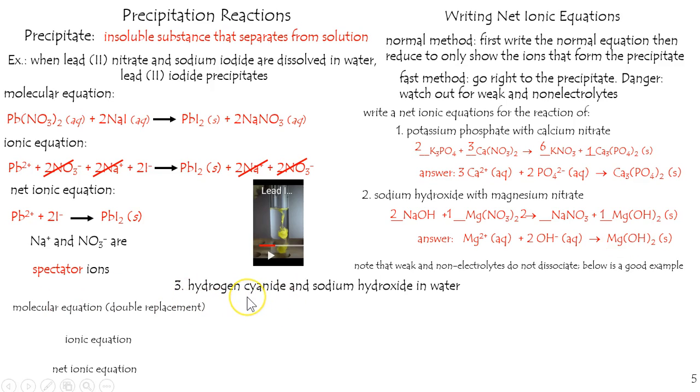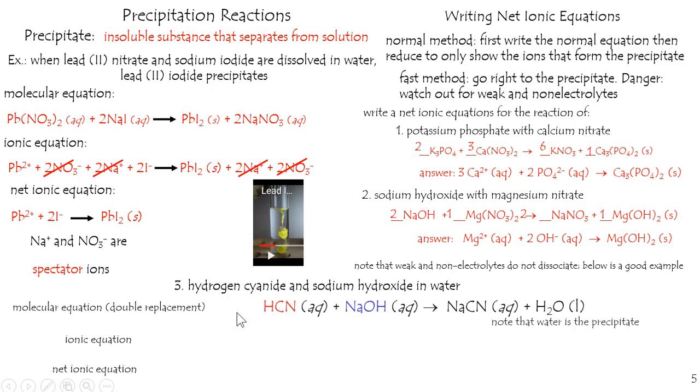If there's something that's only sparingly soluble, like this weak acid, hydrogen cyanide, weak acid means it doesn't ionize much. Should we show it as H plus and CN minus, or should we keep it together? Scientists decided that since it's over 99% undissociated, in a net ionic equation you should keep it together because that's what it predominantly is. Here is the molecular equation.